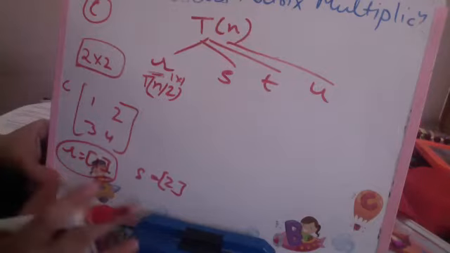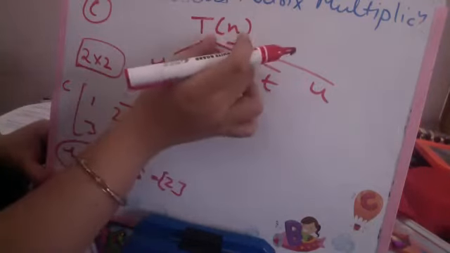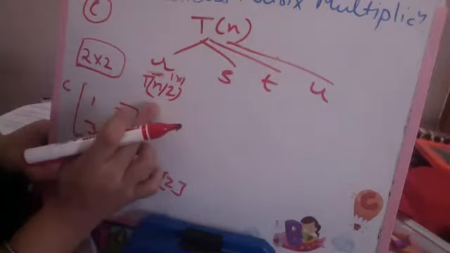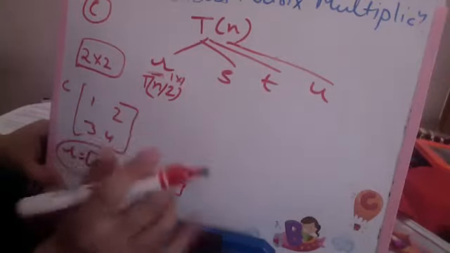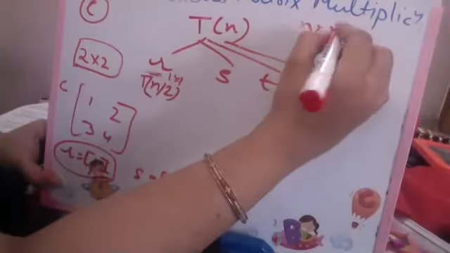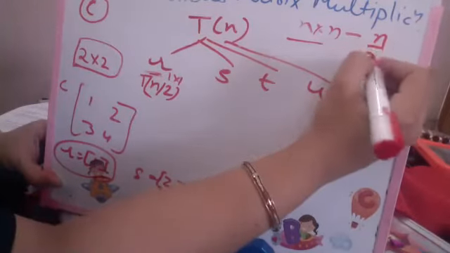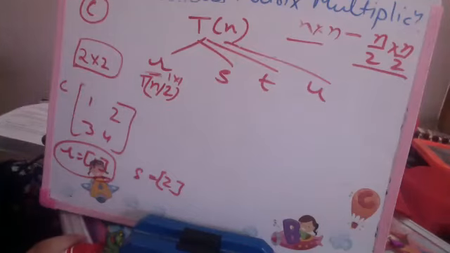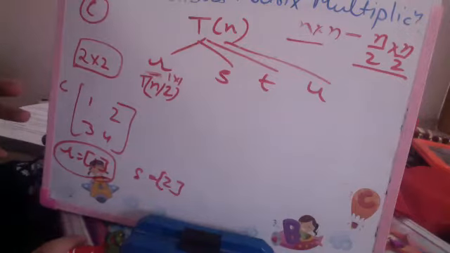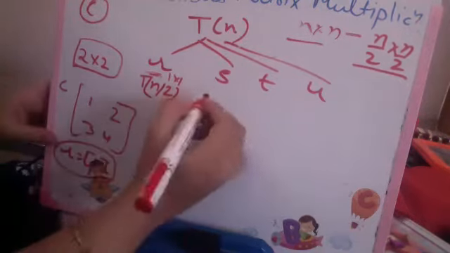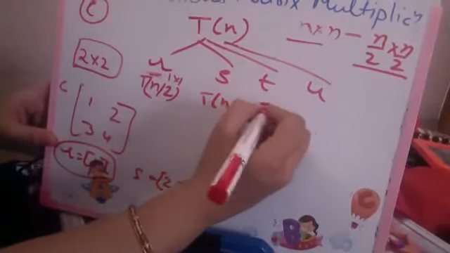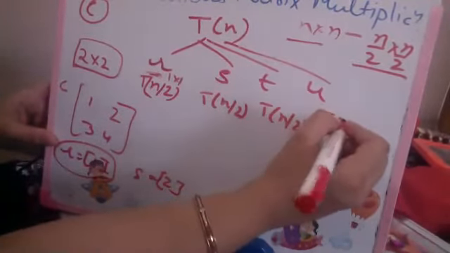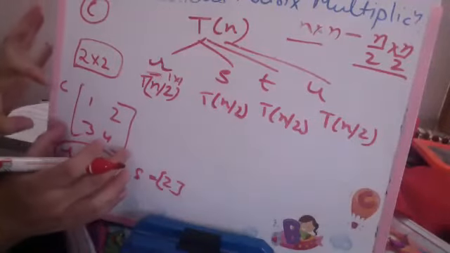Yes, ma'am. So I am dividing a matrix n cross n to be a matrix of size n by 2 cross n by 2. Initial n cross n matrix को I am dividing into 4 matrices of size n by 2 cross n by 2. Is this clear? Yes. Everyone? This is also a matrix of size T n by 2. Again, matrix of size T n by 2, T n by 2. This is only a 2 cross 2 matrix.